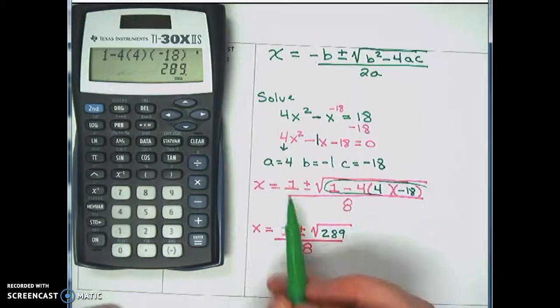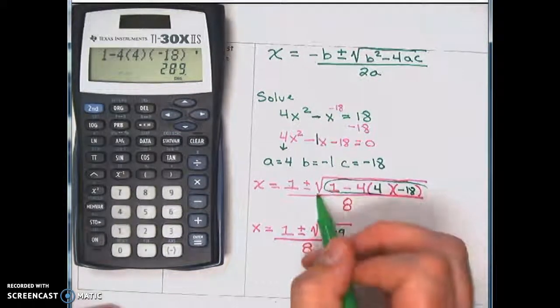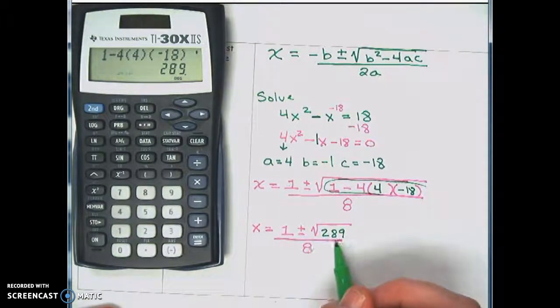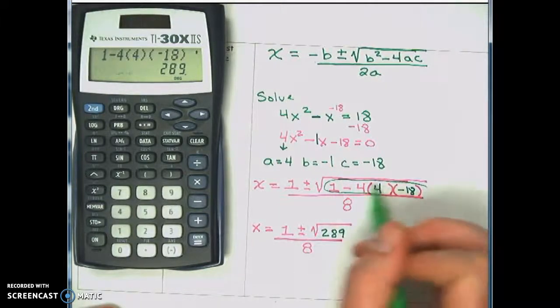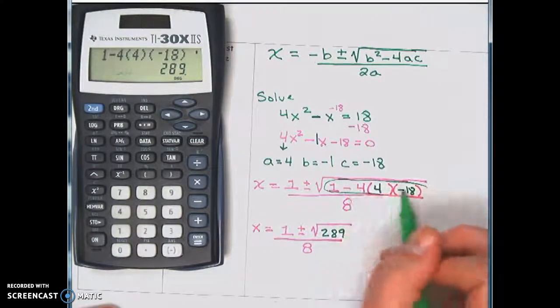And so now if you look at what I wrote, I have x equals still. I still have the 1. I still have the plus minus. I still have the square root. But now instead of all of this, I have 289. They call all of this, by the way, the discriminant. So if you ever hear someone talk about the discriminant, it's the inside of the square root.